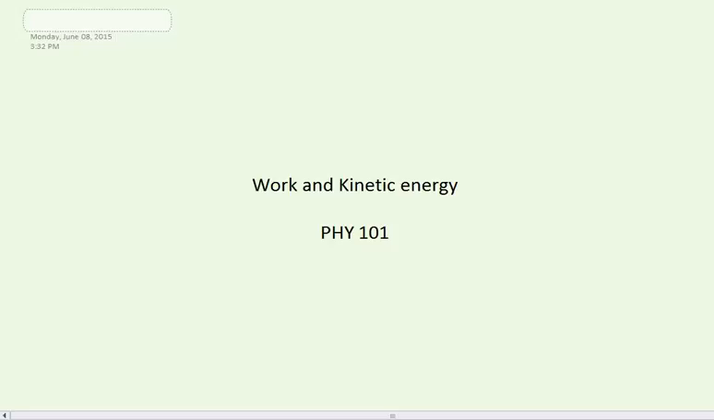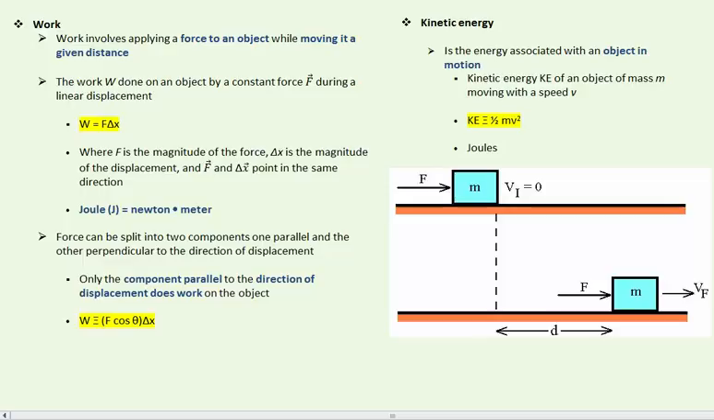Today we will learn about work and kinetic energy. In physics we say work is done only if an object is moved through some displacement while a force is applied to it. So we have our work equation, where our force times our displacement will give us the amount of work done.